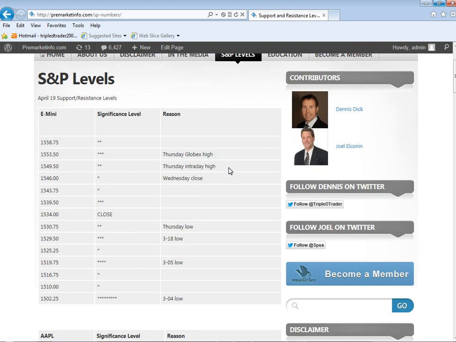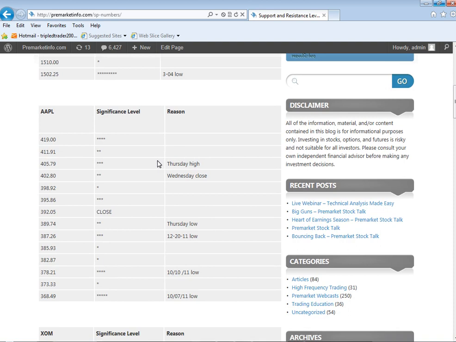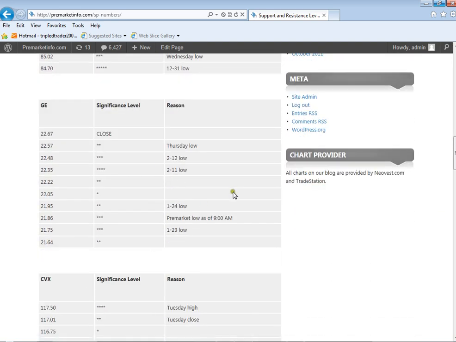And like I said, Joel updates it for the E-mini up top and the top 10 components, which make up 20% of the index, with Apple, ExxonMobil, GE, and so forth. Obviously, these numbers are just another tool for you. They're not written in stone, but it's a tool for you to use, and it's free if you come to the site and check them out.